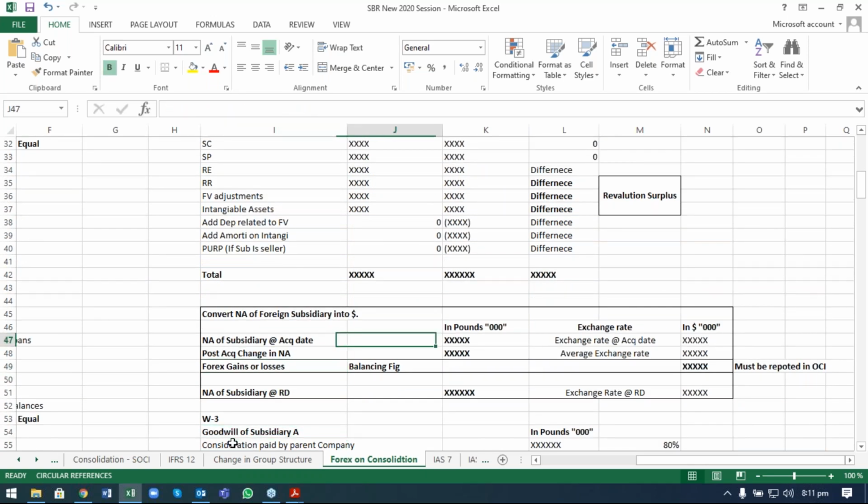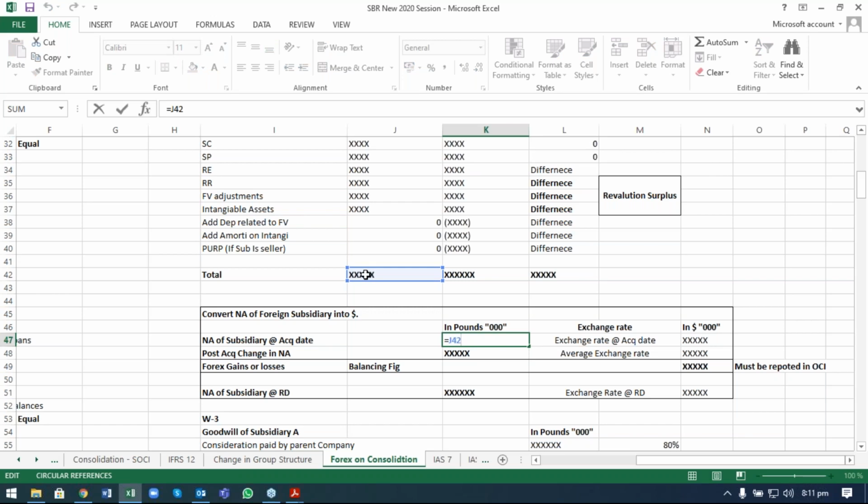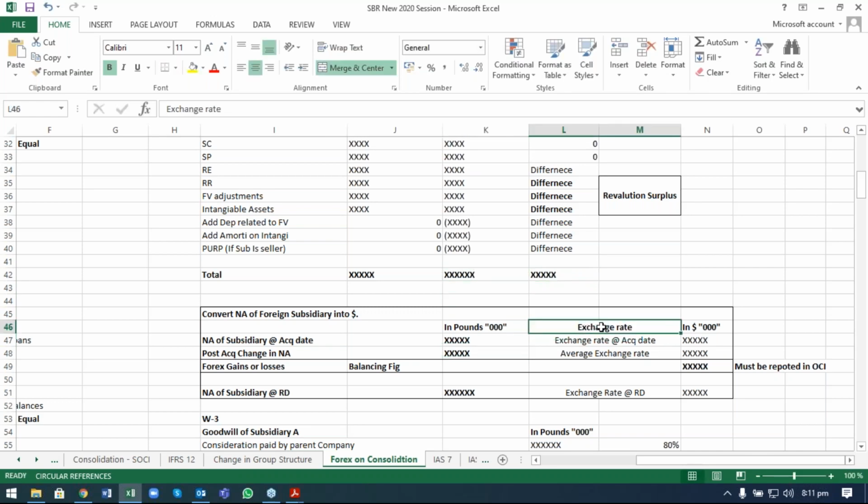How are you going to convert it? Net assets of the subsidiary at acquisition date should be reported in pounds. Post acquisition change in net assets must be reported in pounds. Then net assets of the subsidiary at reporting date. This is the same data: net assets at acquisition date, net assets at reporting date, and the post acquisition difference. If you add up this value plus this value, it will give you the same result, this value, right? Now you have to use the exchange rate.